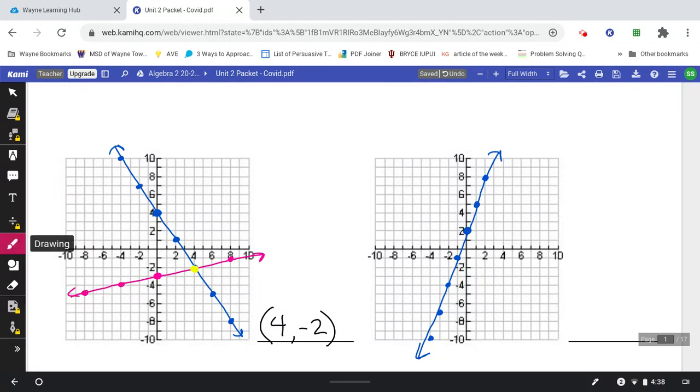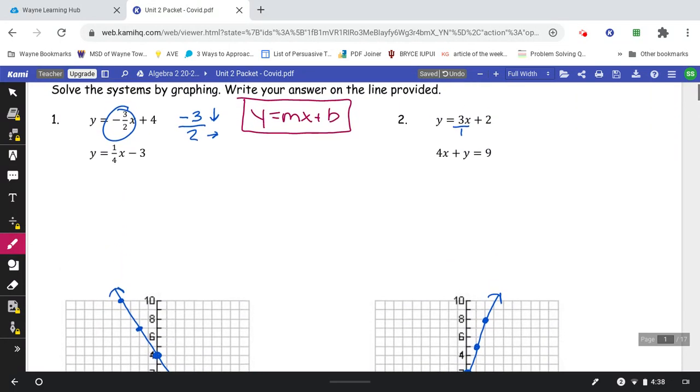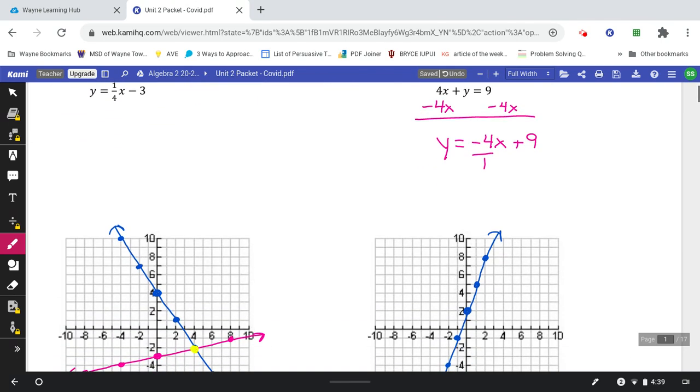For our next line, I notice that it is not quite set up to be in the same format as our y equals mx plus b. So we're going to make sure that we solve for y. We did this last chapter. Subtract 4x. In order to put it in the y equals mx plus b, I'm going to put the negative 4x first, and then that positive 9 at the end. Because I'm going to graph it, I'm going to put my slope as negative 4 over 1. Graph that line, and then see where your two lines intersect.